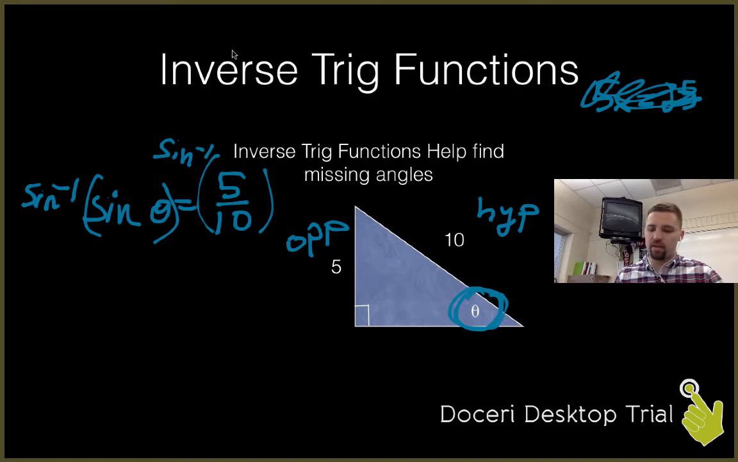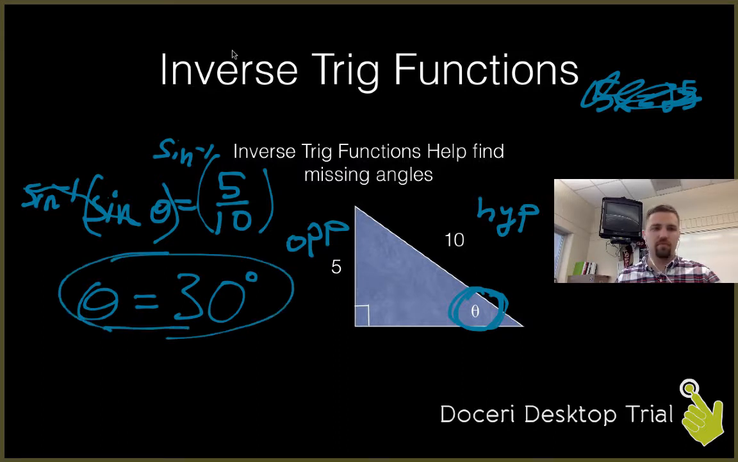And you can put that right in your calculator. If you do second, the sine button, and then 5 divided by 10, that will calculate this angle theta. So that all goes away on the left, and I just get theta is equal to 30 degrees. For this example, make sure your calculator is in degree mode so that it computes the degree correctly.